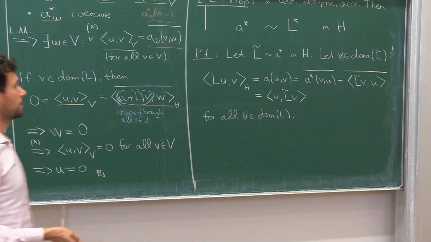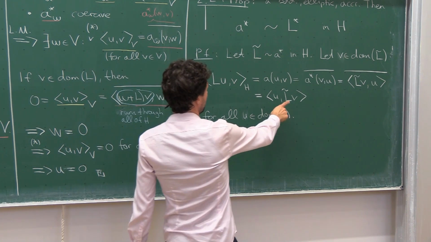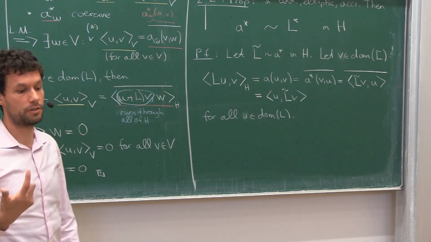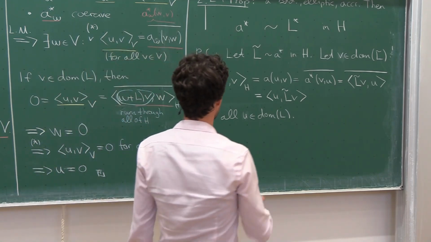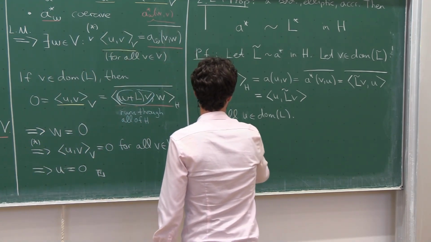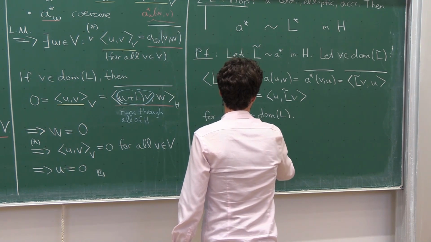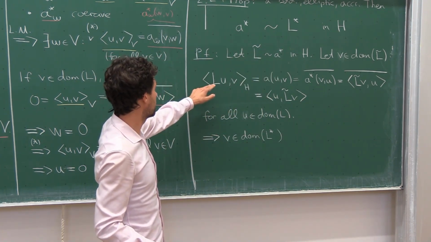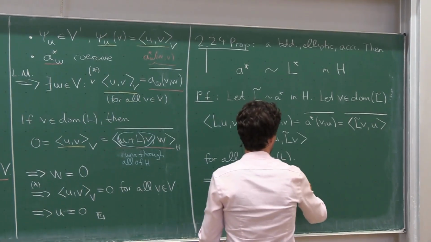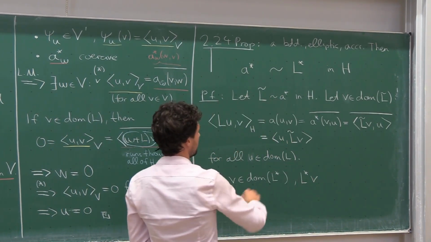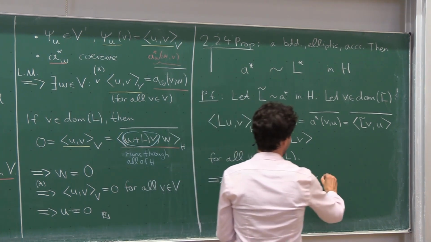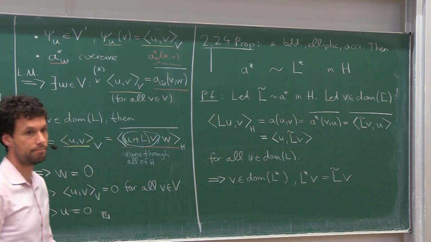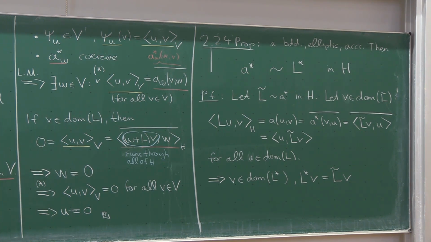So this means, by definition, that this V is in the domain of the adjoint of L. Okay? So this means V is in the domain of L star, and also it means that L star of V is precisely the element that's sitting here. So this is L tilde of V. Definition of the adjoint operator.